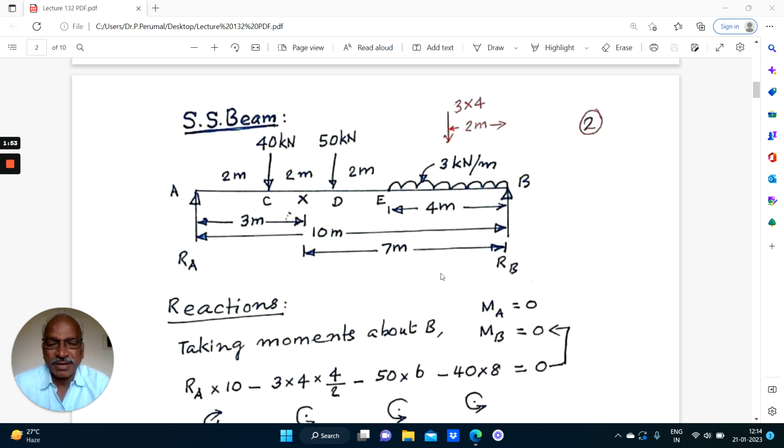A simply supported beam of span 10 meters is subjected to two point loads of 40 kilonewtons and 50 kilonewtons respectively at 2 meters and 4 meters from the left support, and a UDL of 3 kilonewton per meter and of 4 meters length near the right support. Calculate the bending moment and shear force at a section X, and draw the bending moment diagram and shear force diagram.